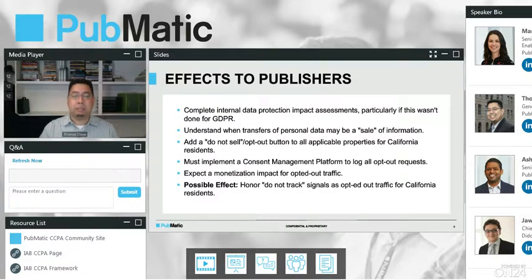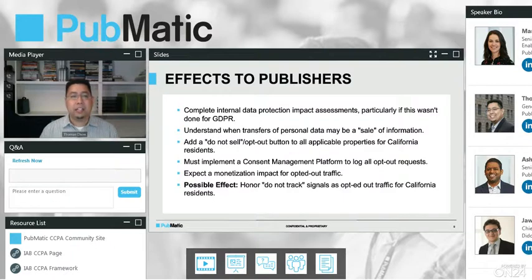There have been some attorneys and business folks who've branded that do not sell my information button as a button of quote-unquote shame. I think that's wrong. And unfortunately, I don't think it reflects an accurate understanding of how most publishers, not to mention most tech companies, use data in the first place.